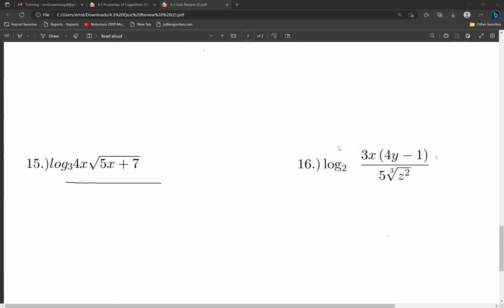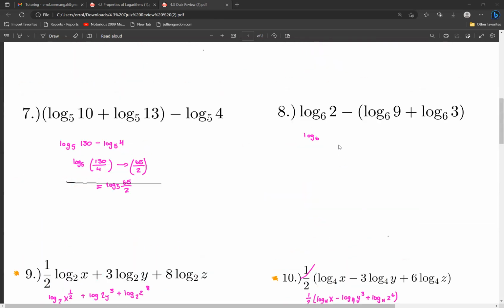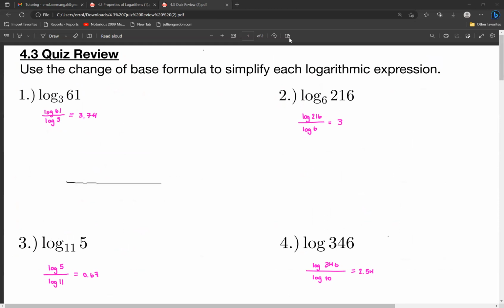Okay, yeah, we did all of them. Look, just brush up on your properties of logs. That's all. And your exponent laws. Exactly. Yep.